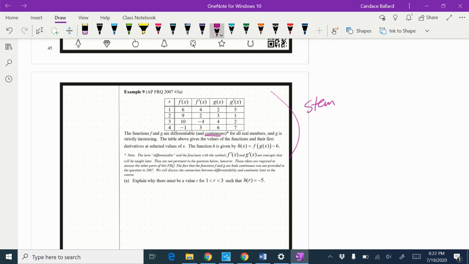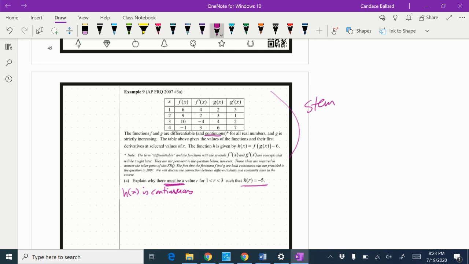So we're supposed to explain why there must be a value r. So see how those words, must be? That's an indicator that you've got an intermediate value theorem problem, for r between 1 and 3 such that h of r equals -5. So we're going to first of all state that we know that because it said that f and g are continuous, therefore h has to be continuous. So h of x is continuous.